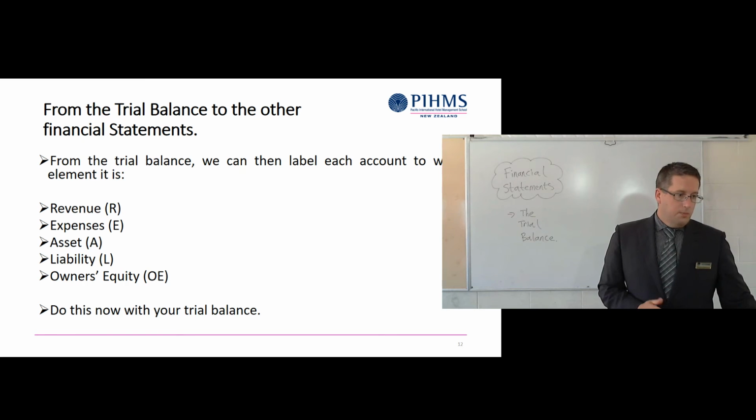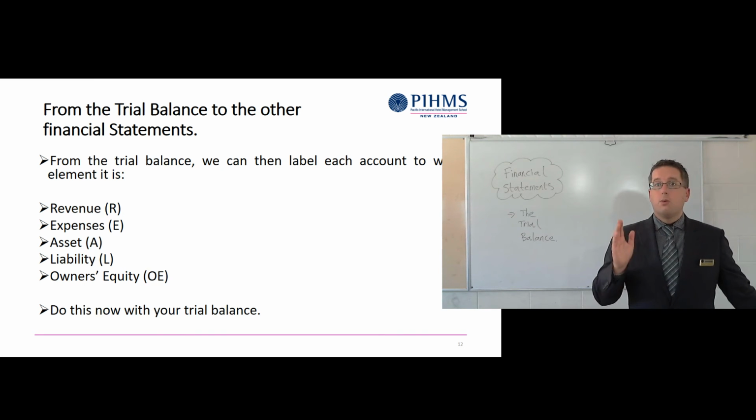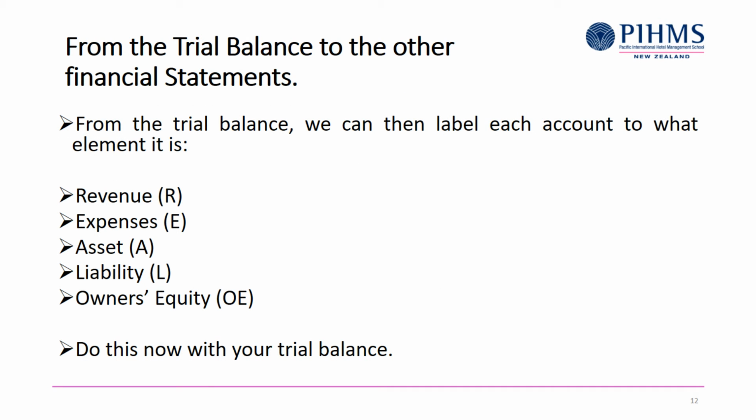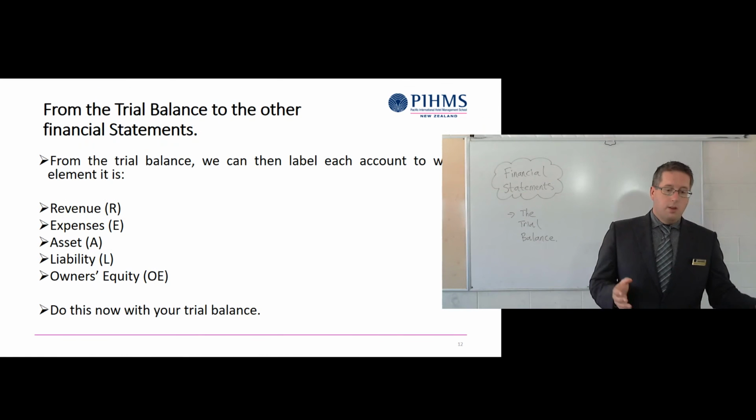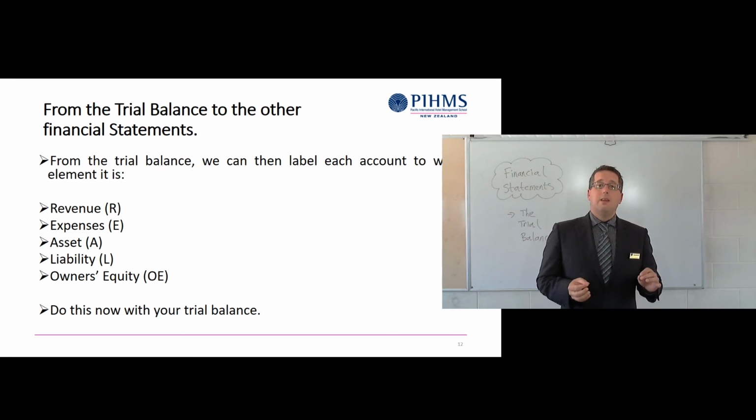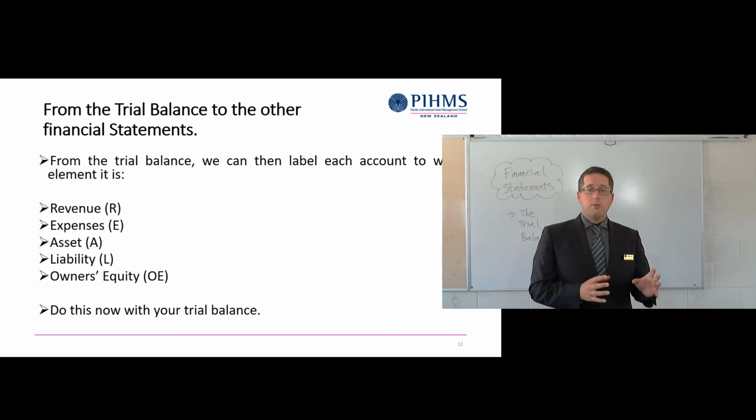What else have we got here? So, why do we use it? Well, this is a main reason why we use the trial balance. We get all the trial balance and then we label each account to what element it is. So we label our revenue, we label our expenses, we label our assets, we label our liabilities, and we label our owner's equity. Okay, this is why we do it, because once we've labelled it, we can then use those items in the financial statement that they relate to.